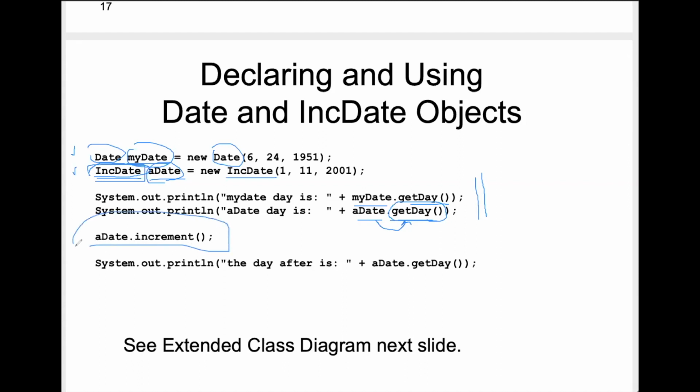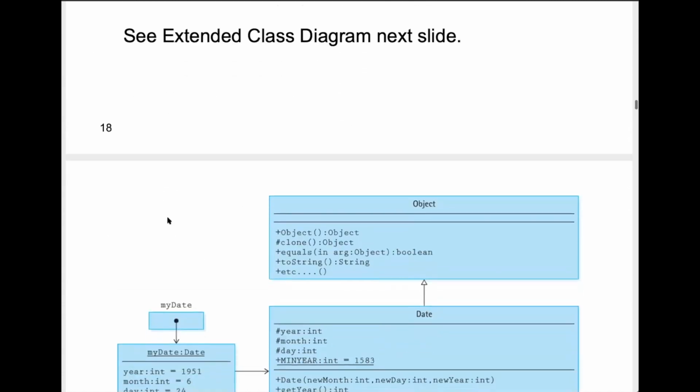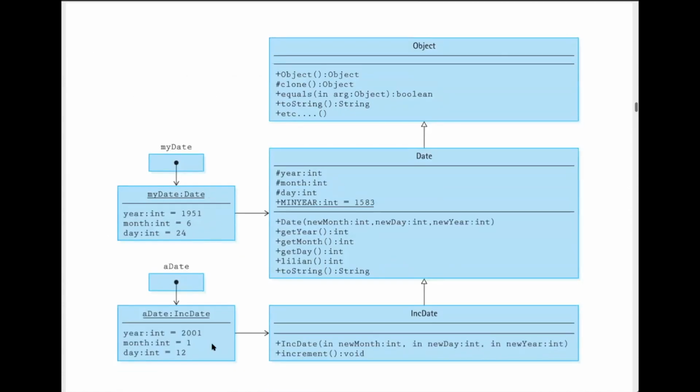aDay.increment obviously calls the IncDate increment method, which you saw in the previous slides, and then you're printing out basically what the date is. So the extended class diagram in the next slide shows the organization of this. So let's move on to the next one. And as you can see, the myDay and the aDay, because when you instantiate IncDate, this IncDate has a notion of what this Date is. There is actually an object created for this, dynamically allowing you to link them together into bytecode that can be run by your Java runtime virtual machines.